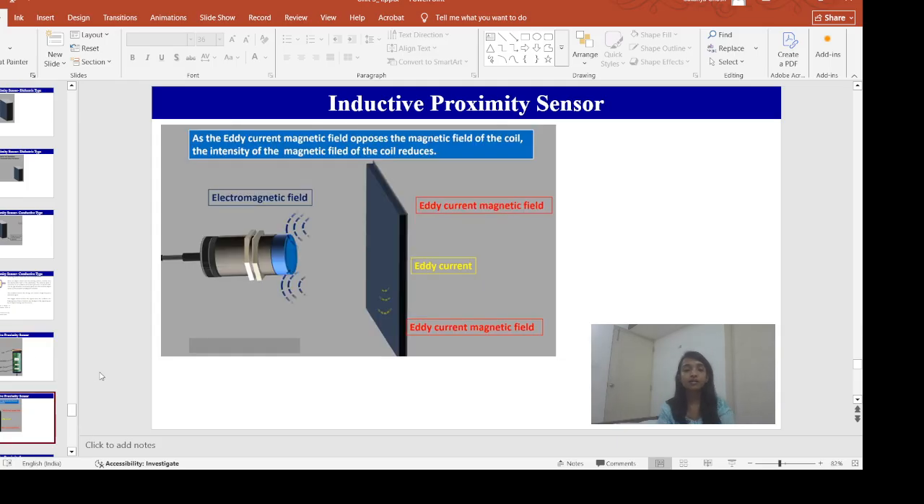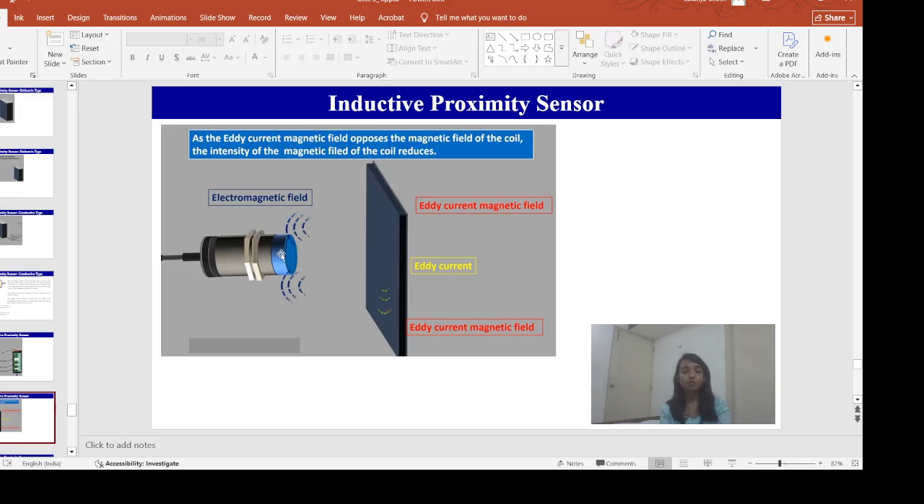So let us see here. This is my inductive type proximity sensor. Here we have the target or object. Let's say this blue colored portion is the coil. When you give some AC supply to this coil, an electromagnetic field will be generated, and this field also will be alternating in nature.